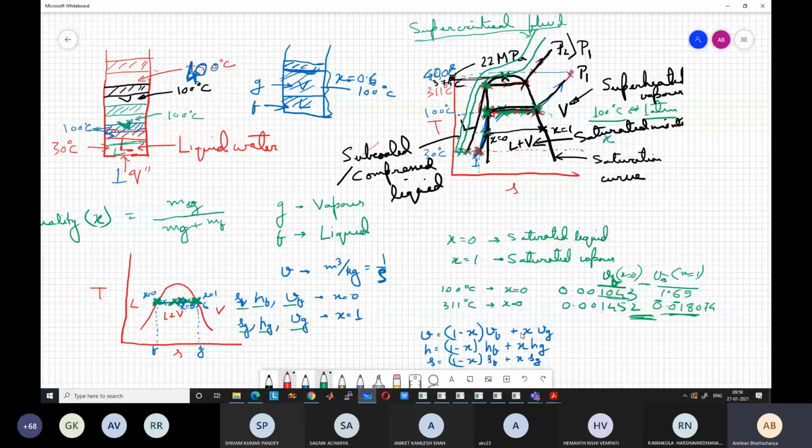Okay. Now if you keep on heating, more and more liquid gets converted to vapor and x increases. So 1 minus x decreases. So the contribution of Vf decreases and the contribution of Vg increases. And ultimately when you reach x equal to 1, the entire liquid has got converted to vapor and your property is equal to the vapor phase property.